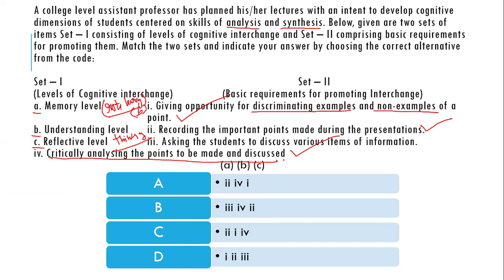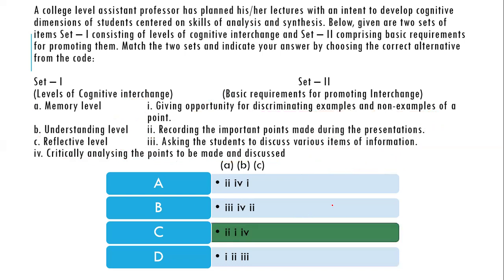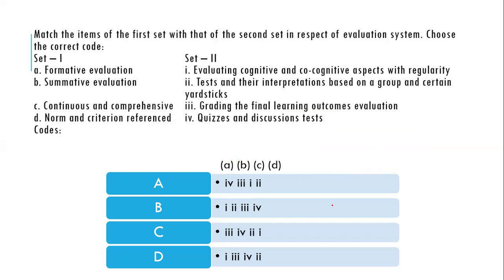So A2, B1, C2. That would be the right answer. C would be the right answer. Yes, that's the right answer.